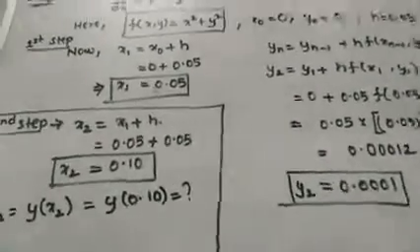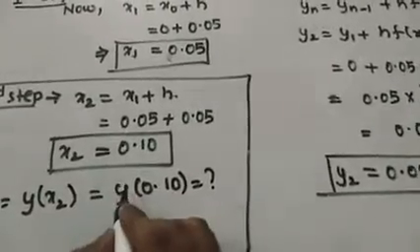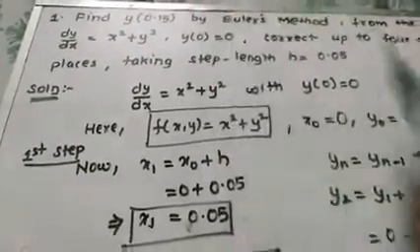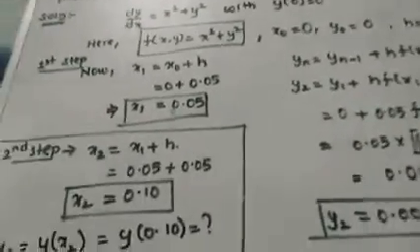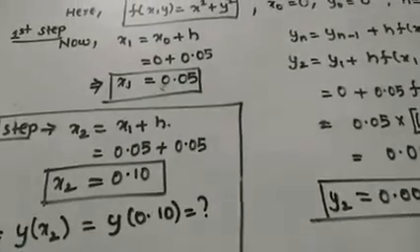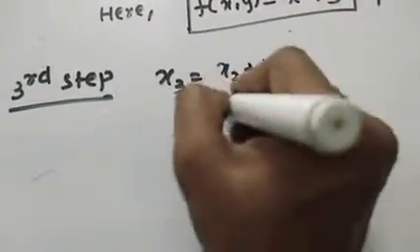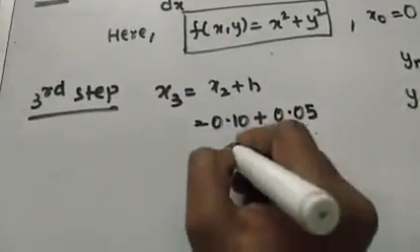So we got our y2, we got our x2. Next, here we have found y of 0.10. Still, what was the question's demand? y of 0.15. So you can guess that in the third step we are going to find the answer. Okay, so now the third step. x3 equals x2 plus h. What was x2? 0.10. What was your h? 0.05. So finally x3 we get 0.15.